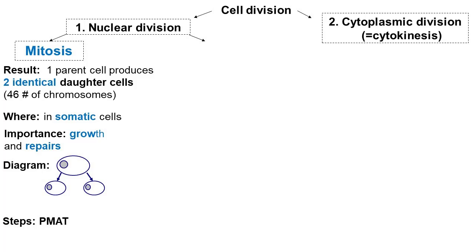And so this is going to happen in our body cells. This is how we grow. This is how we repair damage. And you start with one cell and you end up with two identical daughter cells. Basically, this is cloning. Cells just cloning themselves. Now, this is nuclear division, but we also divide the cytoplasm as well, cytokinesis. So just a quick review.